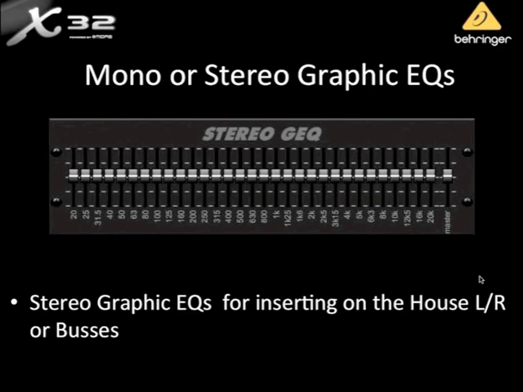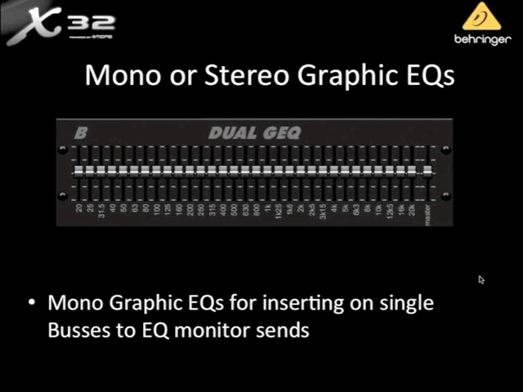Remember that these are stereo slots, so you have 2 choices on the graphic EQ. So you can use a stereo graphic EQ module, and that would be great for inserting on your left-right main mix. And that would, of course, use a whole slot because it's stereo and it's processing left and right, 2 channels. Your other scenario might be monitor mixes, which are going to most likely be mono, especially if they're feeding a wedge. And if you're doing a monitor mix, you can insert a mono or dual graphic EQ, and that's basically going to be fed on.